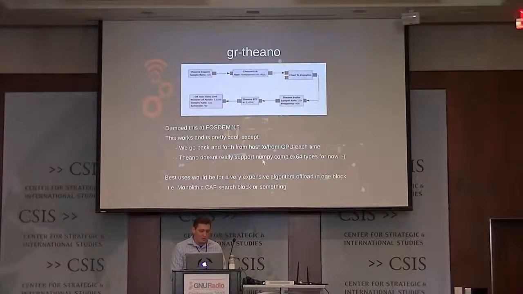And Piano doesn't really have support for NumPy complex 64 types. You can add it, but they don't really want to formally add it until we can do full automatic differentiation of all complex 64 expressions, which is a slightly larger task to take on. So this is a really cool model, but it works best if you want to put some very large monolithic algorithm in one block rather than trying to go back and forth. So like a big CAF search in a Piano block might be really efficient and something you could offload.